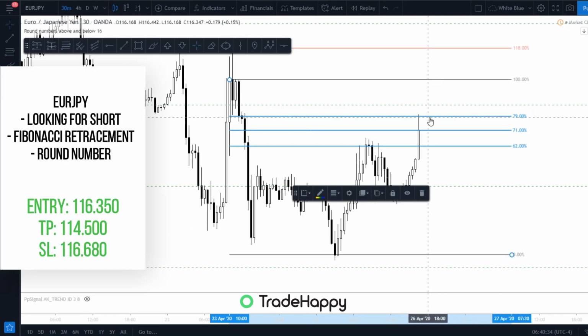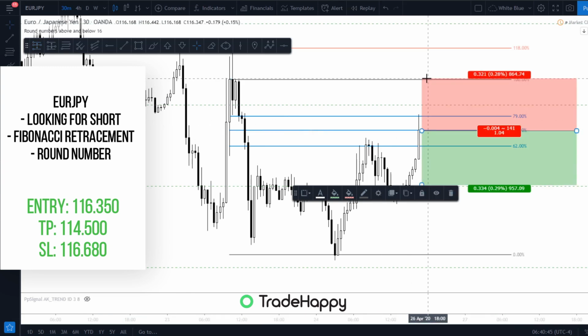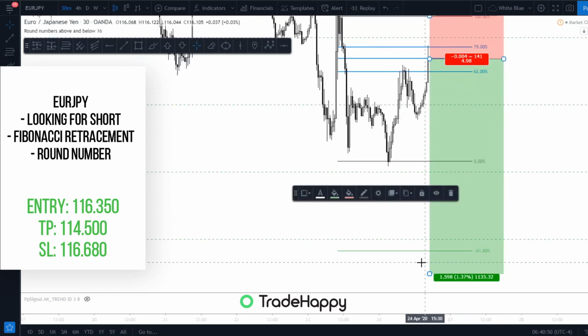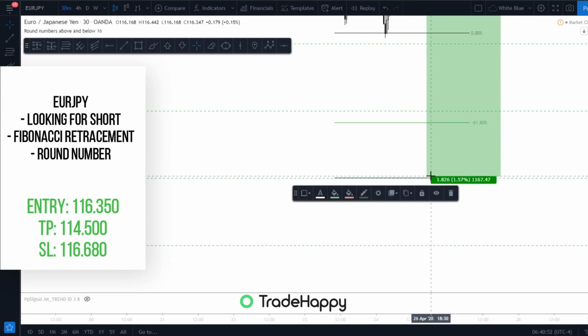And we've actually taken out the 71% and the 79%, but we've closed at the 71%, so you could actually enter the market as soon as it opens on the Monday and take that down to the 100%.